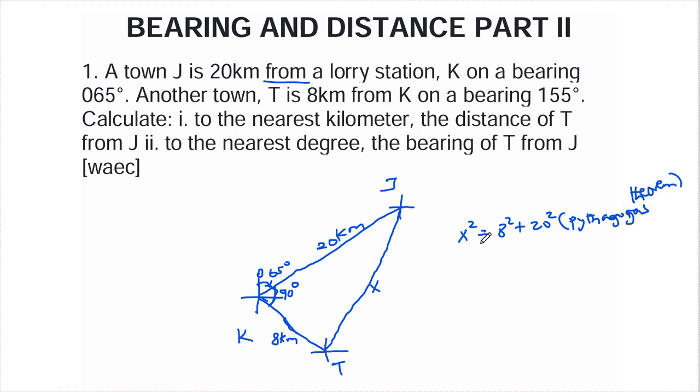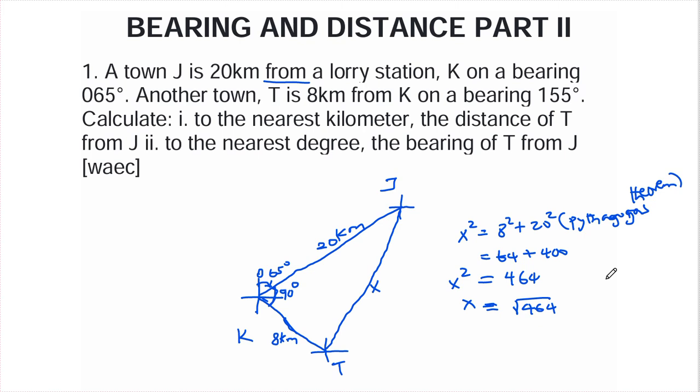Pythagoras theorem. Okay, so this will now be 64 plus 400, and this will be 464. So X squared is 464. So that means that X is going to be square root of 464. Let me use my calculator to find that. So give me a second. I'm trying to find my calculator.